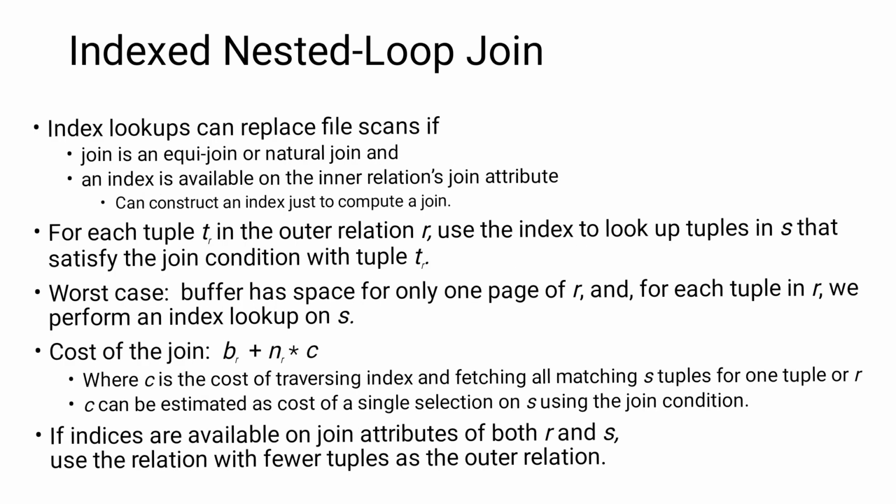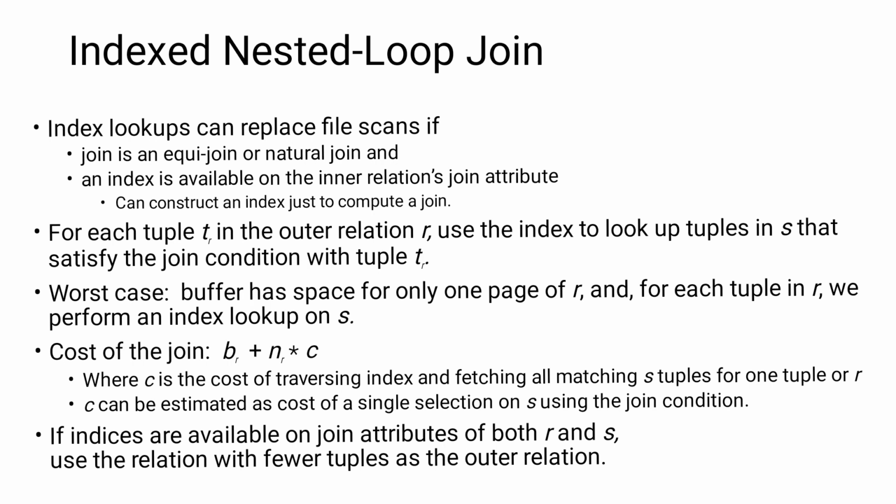The next one is indexed nested loop join. In a nested loop join, if an index is available on the inner loop's join attribute, index lookups can replace file scans. For each tuple tr in the outer relation R, the index is used to look up tuples in S that satisfy the join condition with tuple tr. This join method is called an indexed nested loop join. It can be used with existing indices.